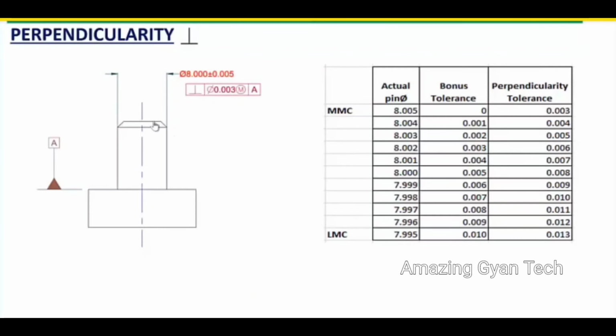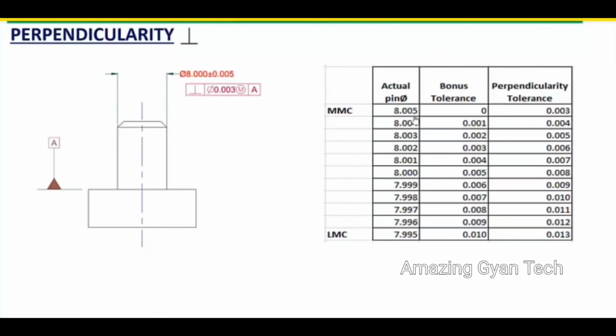So when this pin diameter is at maximum material condition, the perpendicularity between this pin and this face should be within a cylindrical tolerance zone of 0.003 with respect to datum A. Since the pin is a male feature, the maximum material condition will be the maximum diameter, that is 8.005. So the pin can vary between 7.995 to 8.005.